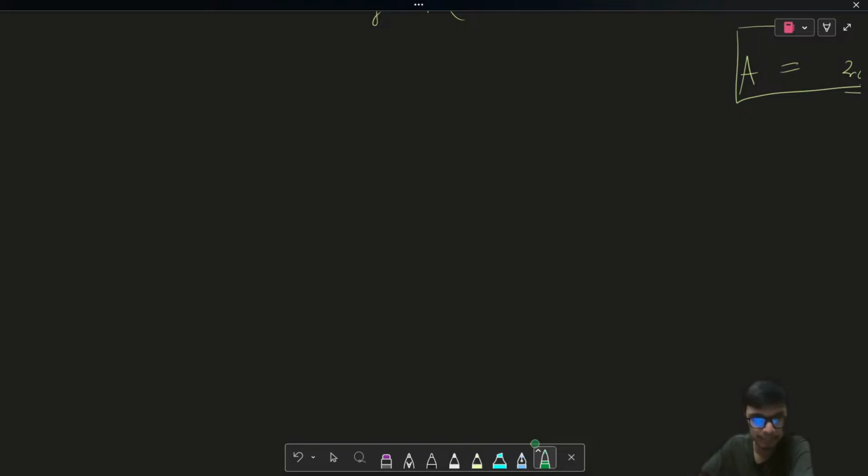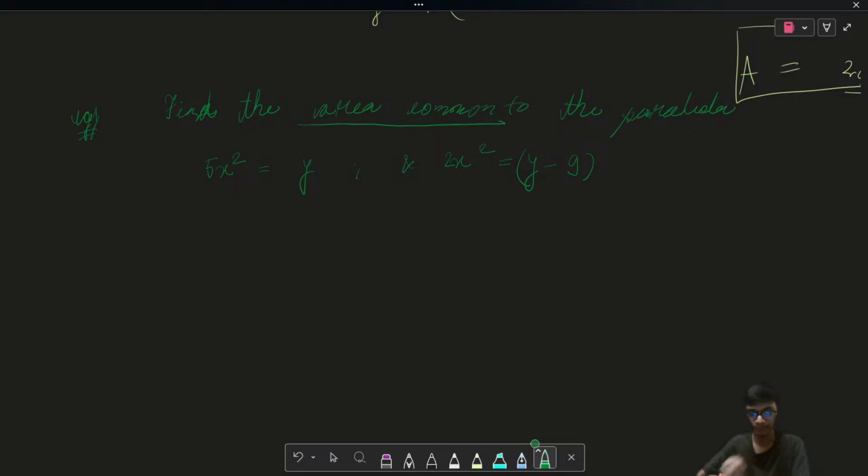The question is fairly simple. You have to find the area common to the parabolas 5x squared equals y and 2x squared equals y minus 9. So you have to find the area which is common to both the parabolas.